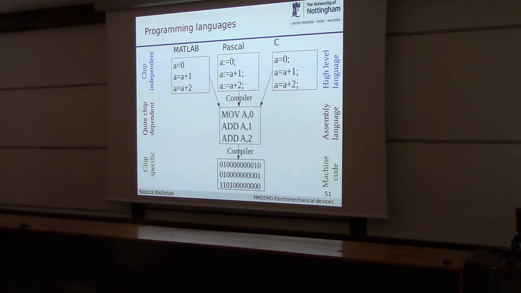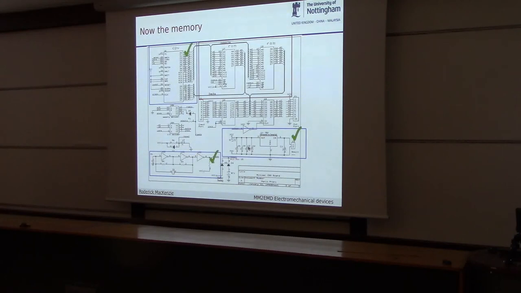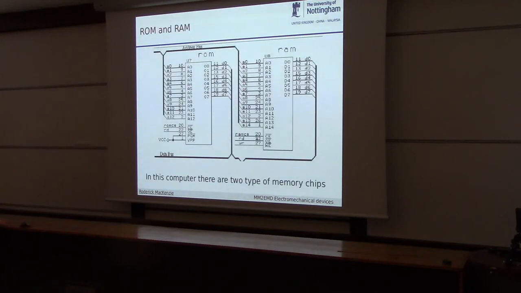Nope? Okay, right. So, why is he telling me all this? We've now done the CPU, so now let's look at the memory. This is a zoomed-in picture of the memory. On this computer, there are two types of memory chip: RAM and ROM. So let's look at these in detail.